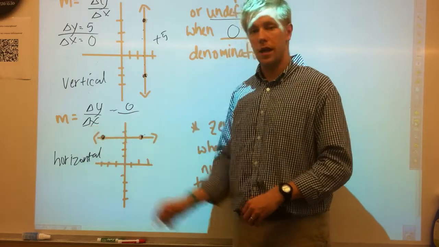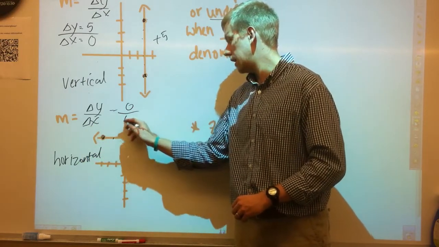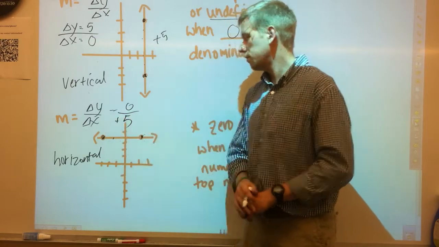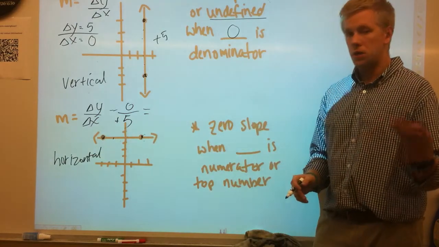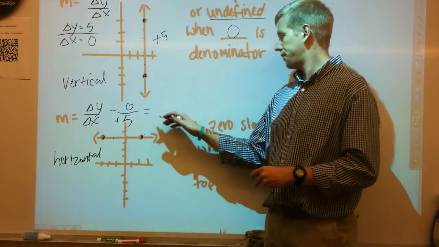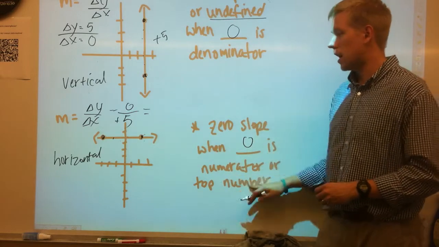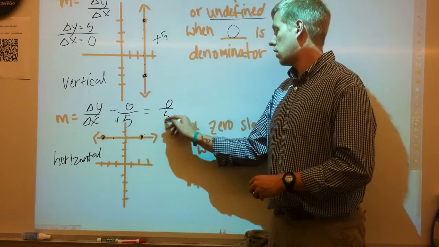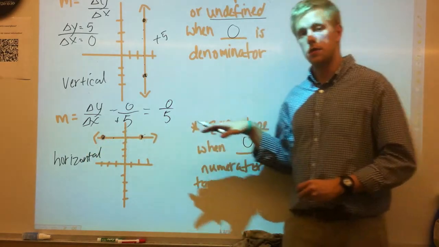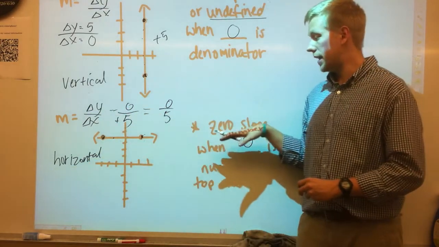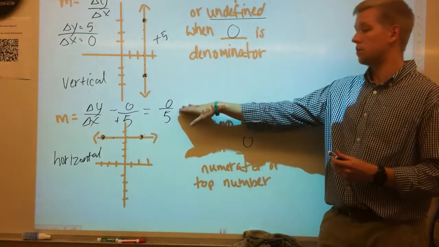But if I count the change in x, I can count over 1, 2, 3, 4, 5. I can count 5 there to the right. But as you can see, 0 divided by 5 is 0. So 0 slope is when 0 is the numerator, or the top number. Here you can see 0 over 5, and that was a horizontal line. Okay? So horizontal lines, lines that go across parallel to the x-axis, will always have a 0 slope.